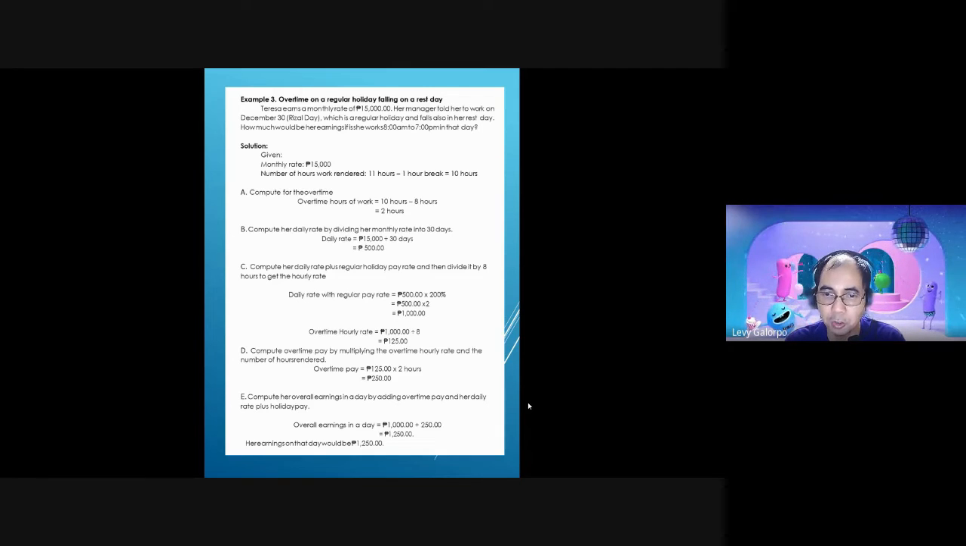Compute her overall earnings in a day by adding overtime pay and her daily rate plus holiday pay. So, overall earnings in a day. So, yung 1,000 plus 250 pesos is equals to 1,250.